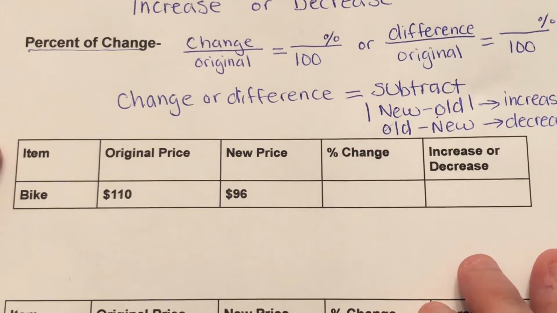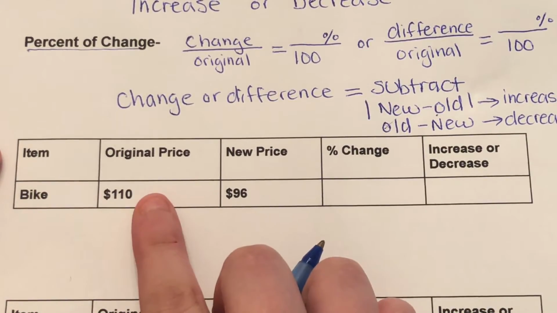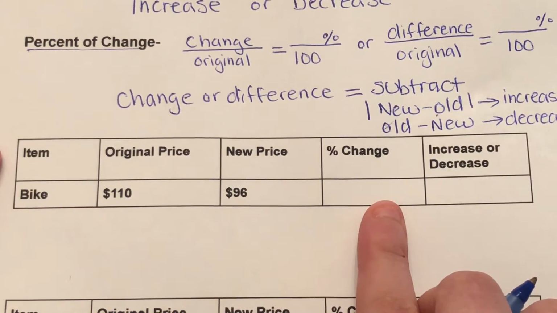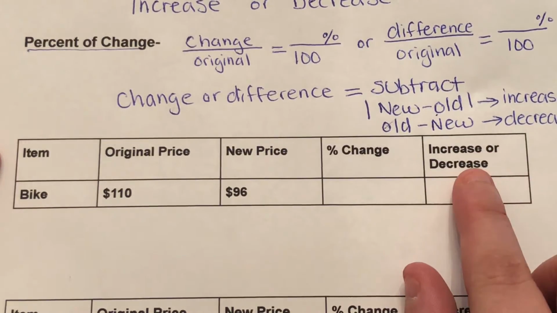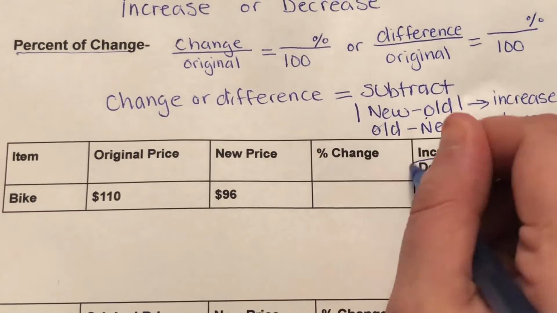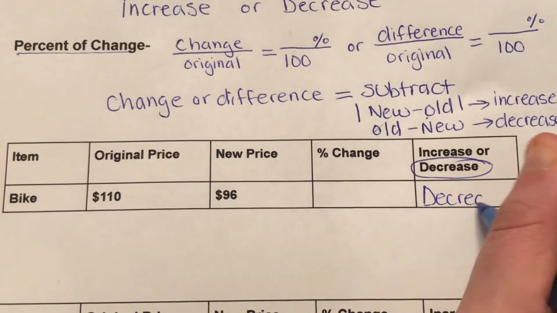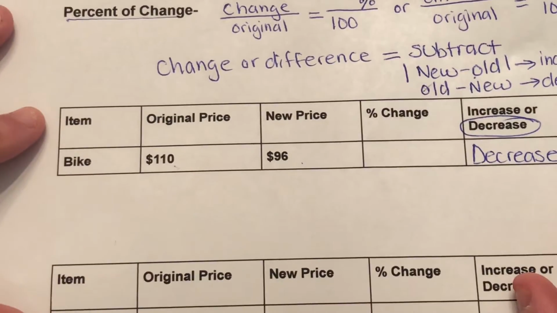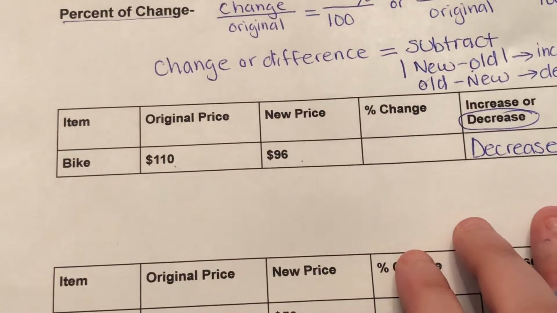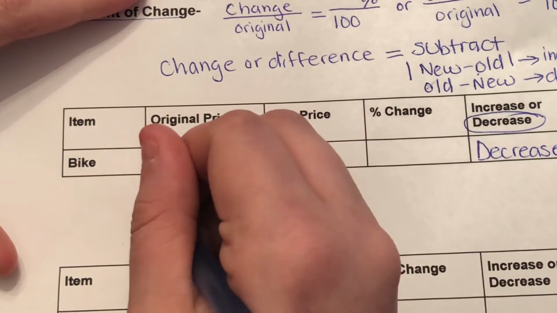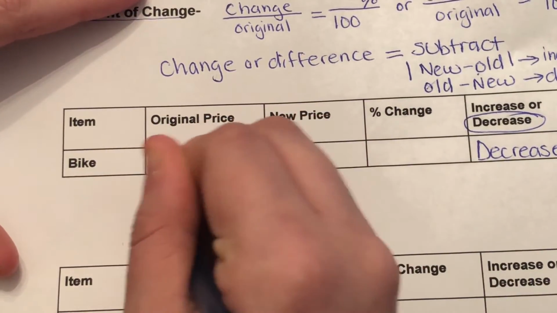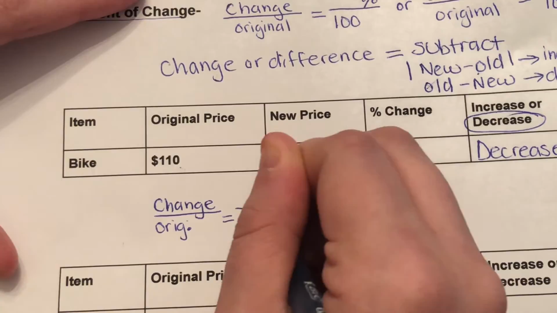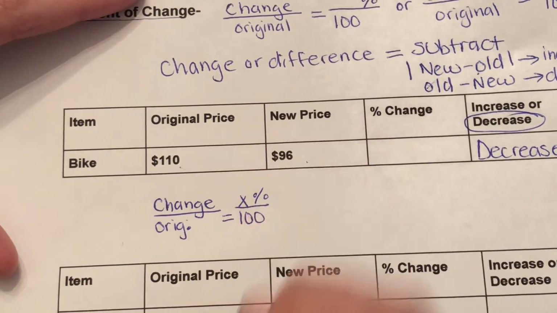All right, so here we go. My first item is a bike, and it has an original price of 110. My new price is 96. What is the percent of change, and is it an increase or decrease? We know it's going to be a decrease because it goes from 110 to $96. Whenever we have this, we want to write our proportion. So we're going to write change over original equals percent, which we don't know, out of 100.